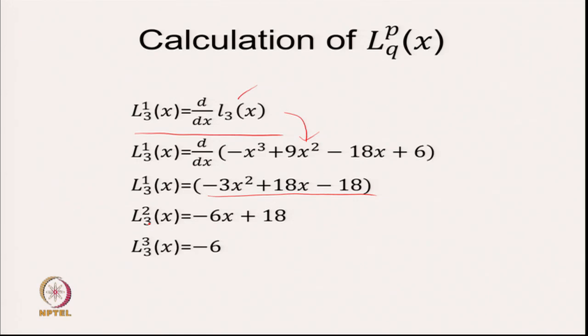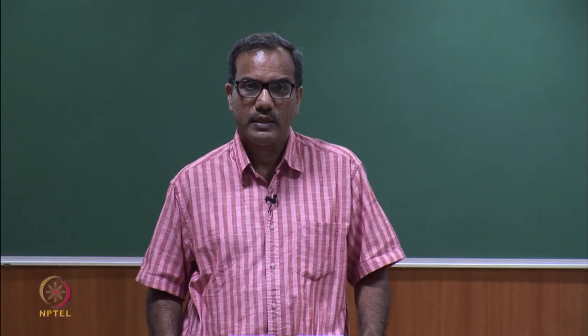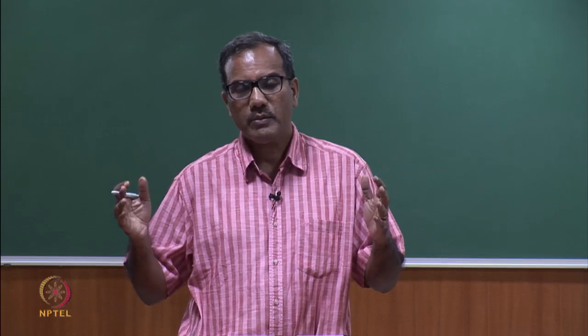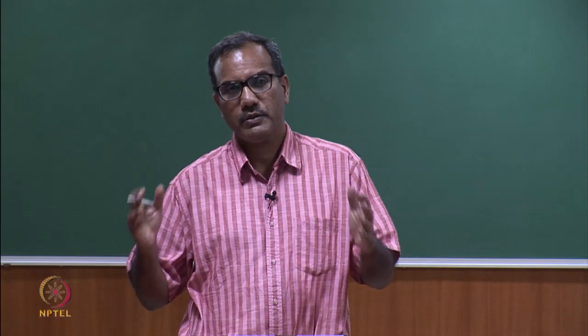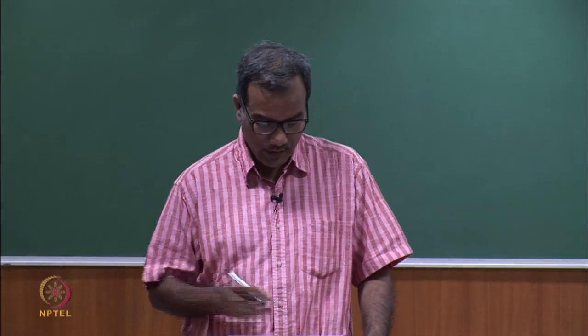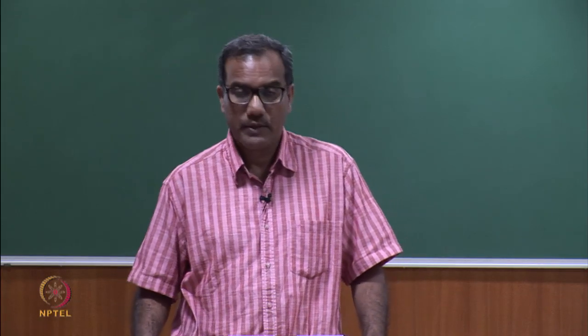We can also get L23. For that, I have to differentiate it again. When I differentiate it again, I will get minus 3 into 2x, that is minus 6x and 18 from this, and you can also get L33x, which is minus 6. So, although it looks complicated, it is not that complicated, but good thing about this polynomial is in one polynomial you have all the solution of your radial wave function for hydrogen, radial wave function for hydrogen.